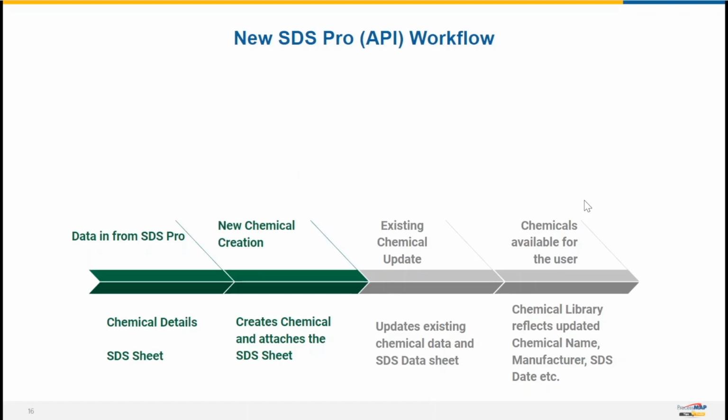And let's say if the chemical information that is coming is one of the chemicals already in Process Map system, Process Map system also identifies that and updates the respective fields which has the new updated information from SDS Pro. As a result, the chemical information is available for the user in the central repository, and the chemical library will reflect the updated chemical name, manufacturer, SDS date with respect to attachments, etc.